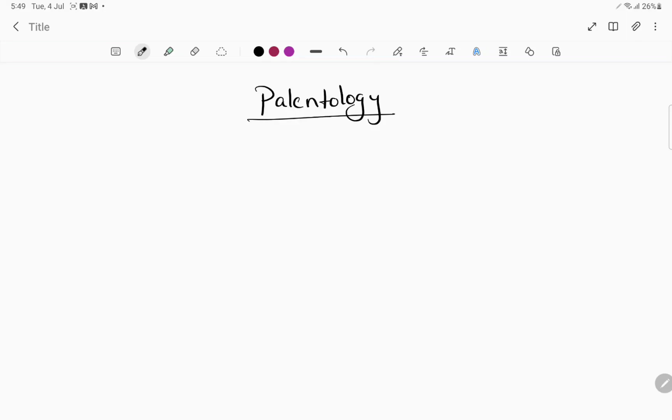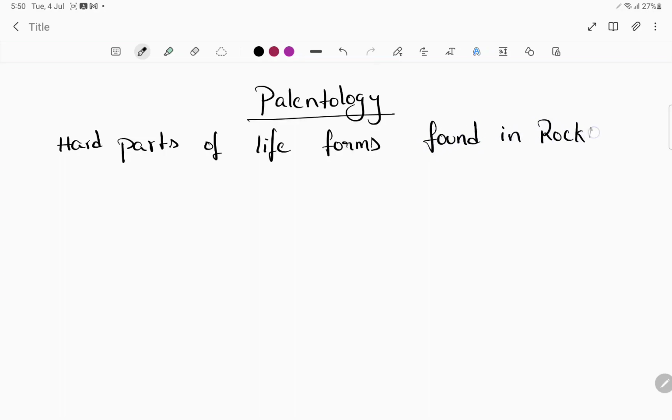So coming to paleontology, fossils are defined as remains of hard parts of life forms found in rocks. Fossils can be completely preserved. For example, you can see the entire fossil, such as a woolly mammoth frozen in ice, or an insect encased in amber.